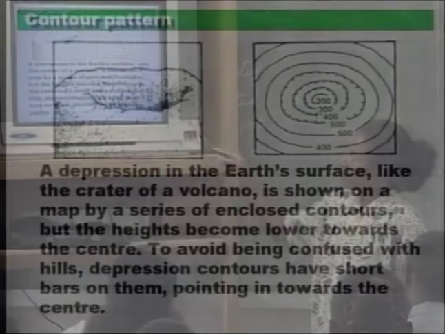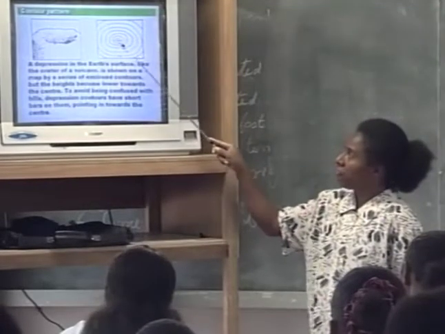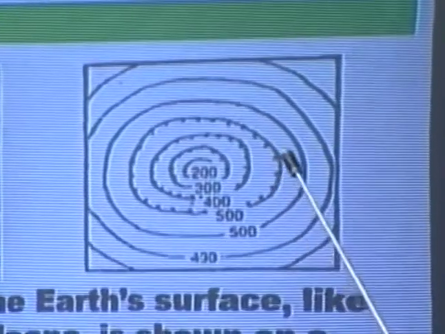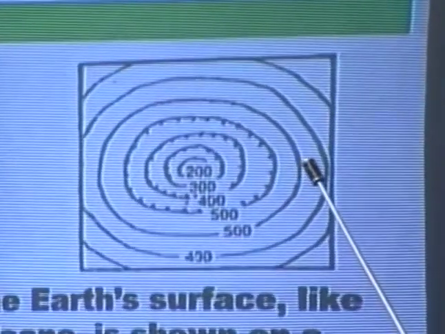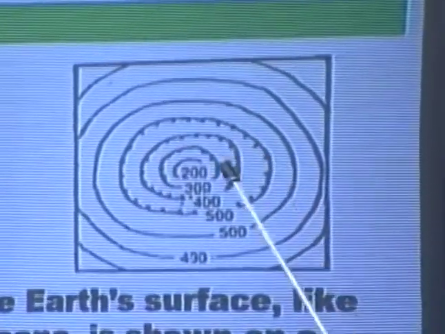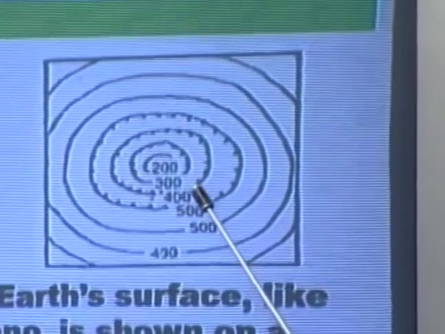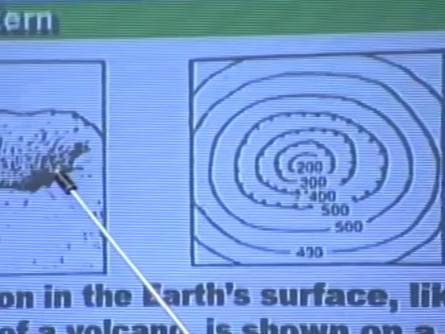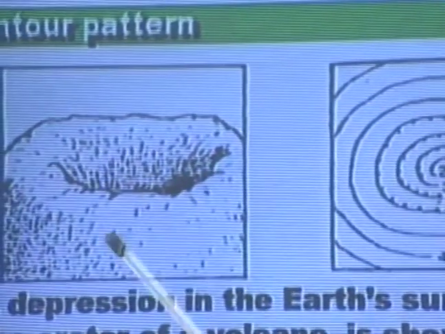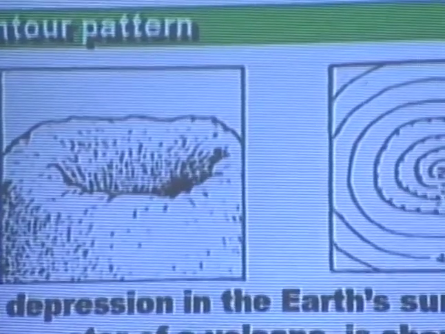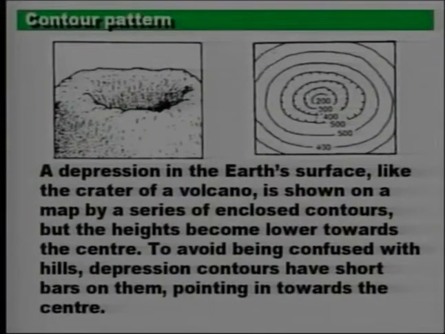So if you look at the contour pattern itself, if the bars are not shown, then one could say that this is a contour pattern of a hill or mountain. But having those bars pointing towards the center tells us that there is a depression or a hollow in the top of that feature. In the case of this example, it could be a volcano with a crater. The crater is a depression, so it would be represented with a bar on those contours.